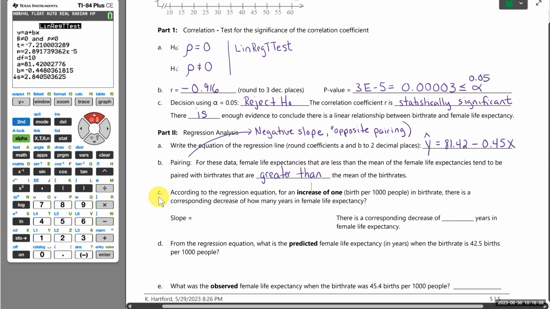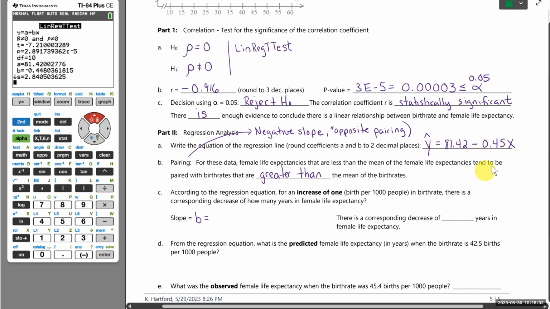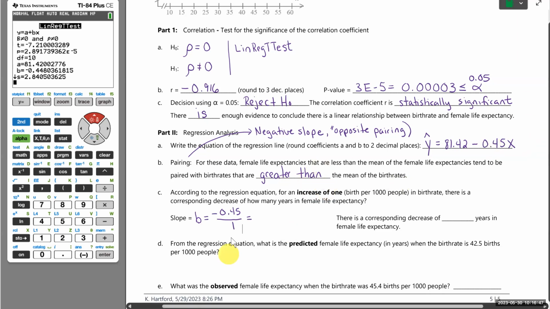All right, part C. According to the regression equation, for an increase of 1 birth per 1,000 people in birth rate, there's a corresponding decrease of how many years in female life expectancy. So when we see that phrase for an increase of 1, we know they're referring to the slope of that regression line. So the slope is the value of B, the coefficient of X, so that's negative 0.45. And then by writing that as a fraction, putting it over 1, we can see why they're phrasing it this way. So it's change in Y over change in X.